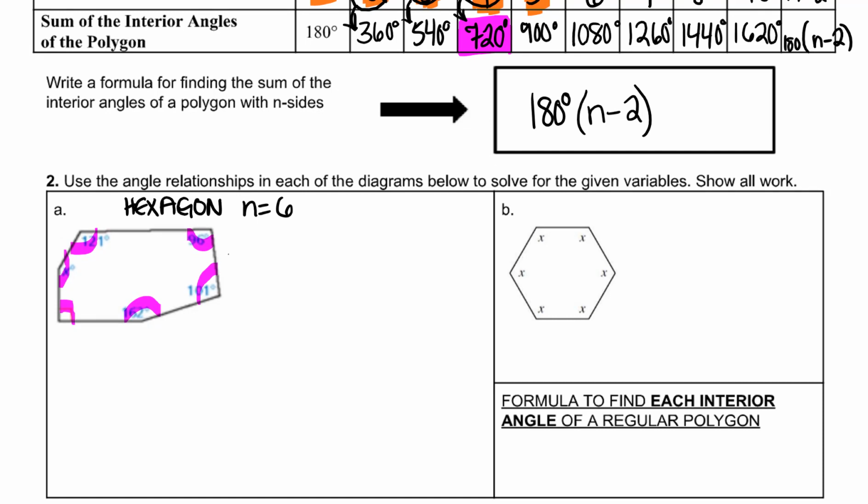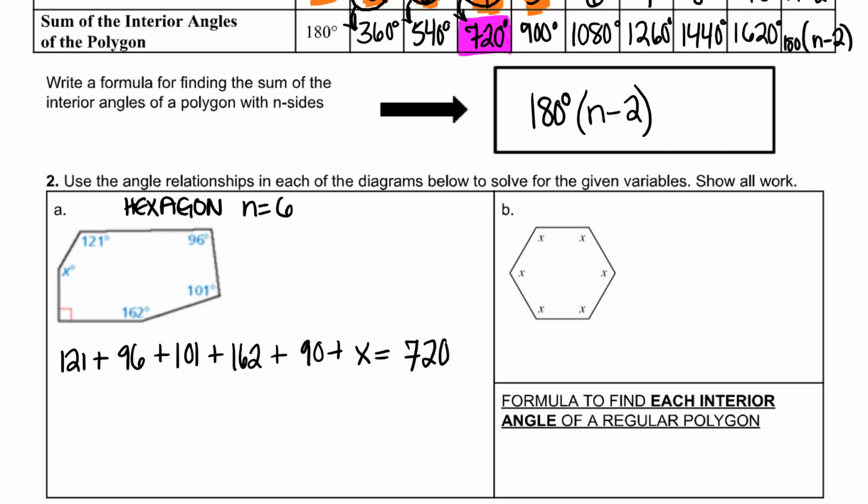All right, let's add up these angles. 121 degrees plus 96 degrees plus 101 plus 162 plus, ooh, what is this? It doesn't have a number, but we do know what that means. That means 90. And our last one is that variable x. This all adds up to be 720.